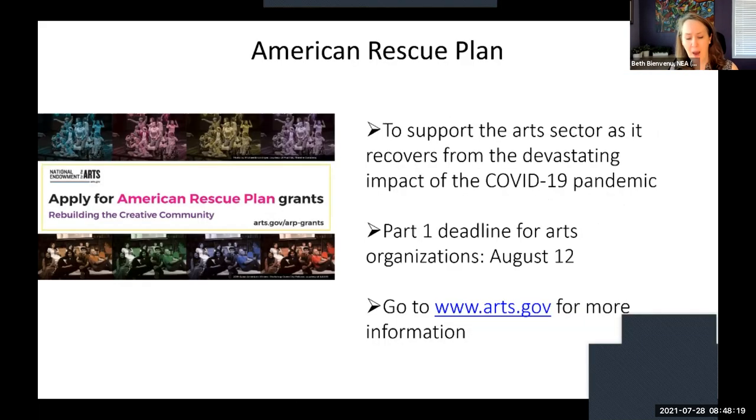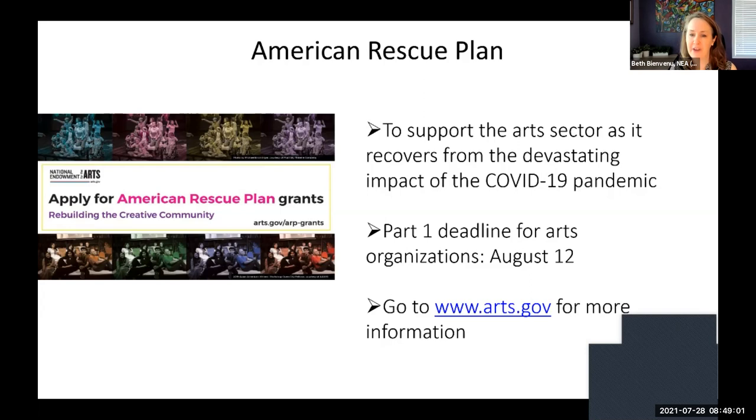And so I wanted to say a word about our funding. We have our normal granting cycle. We have a number of grant opportunities throughout the year. And that's where the $115 million comes from or goes. But this year we have funding through the American Rescue Plan. And this is to support the arts sector as it recovers from the devastating impact of the COVID-19 pandemic, because we recognize how hard it's been on arts organizations. And so Congress allocated $135 million to help the arts sector recover.